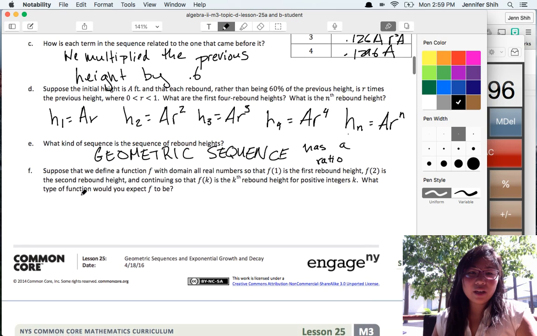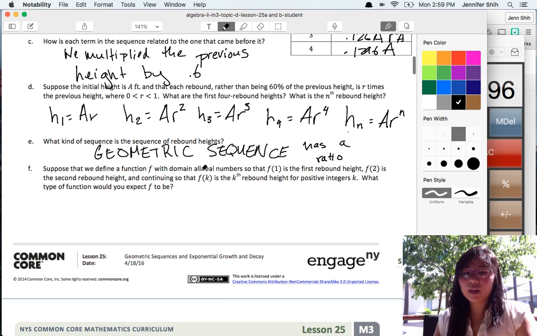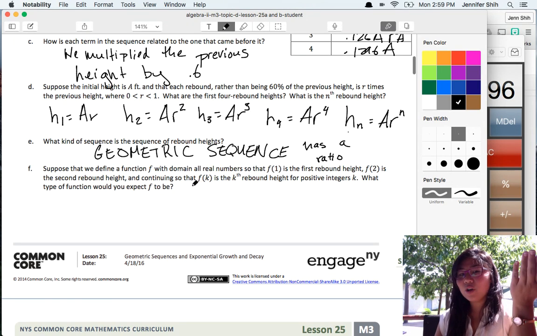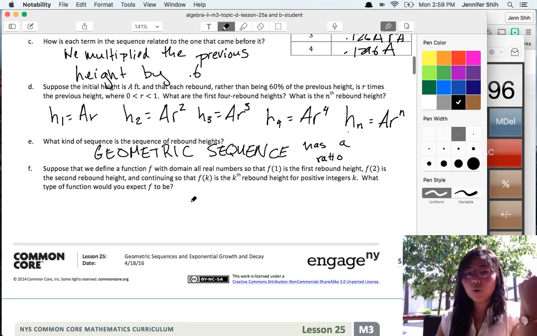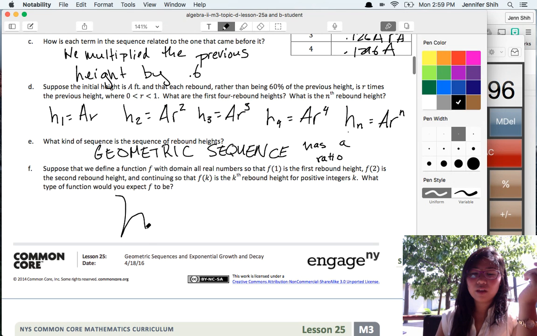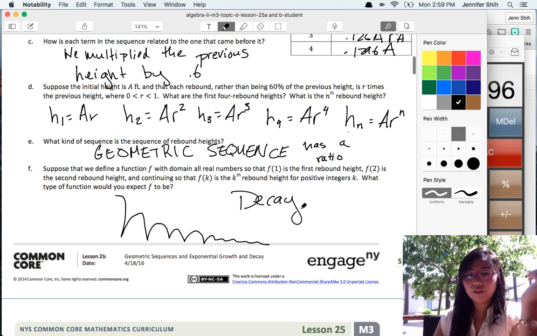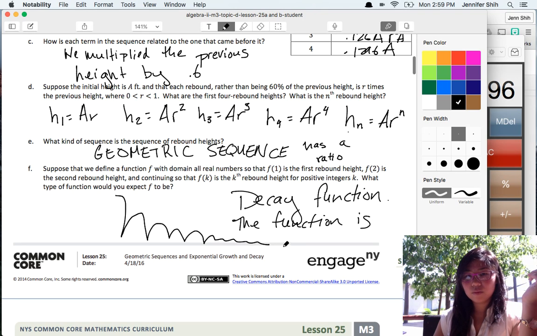Okay, so suppose we define a function f with domain all real numbers so that f of 1 is the first rebound height, f of 2 is the second rebound height, continuing so that f of k is the kth rebound height for the positive integers. What type of function would you expect it to be? Basically, if this is f1, f2, f3, f4, this is a decay function. The function is decreasing.